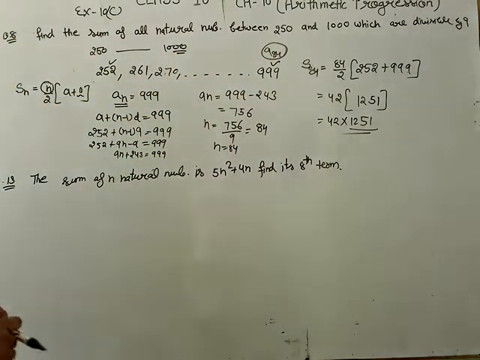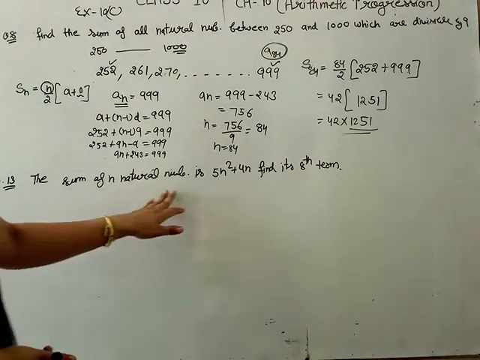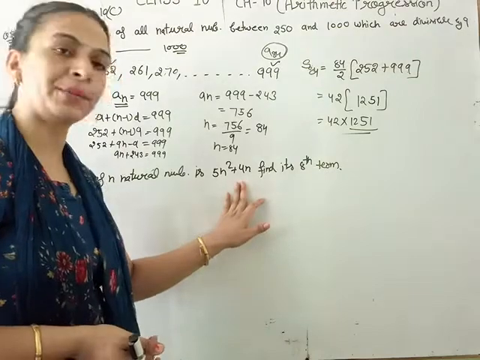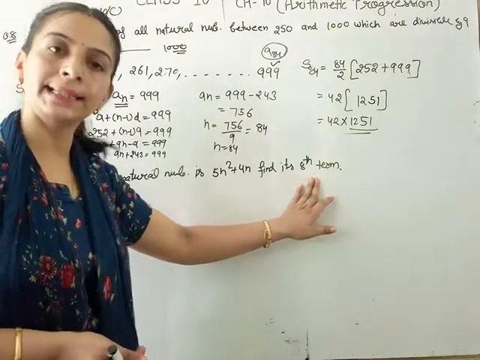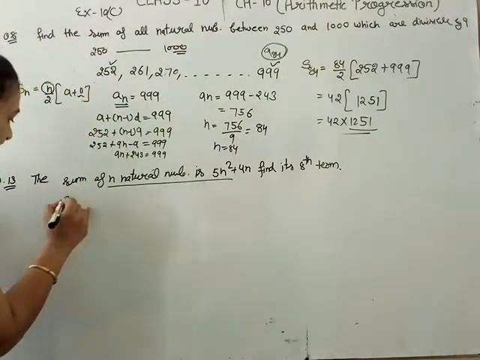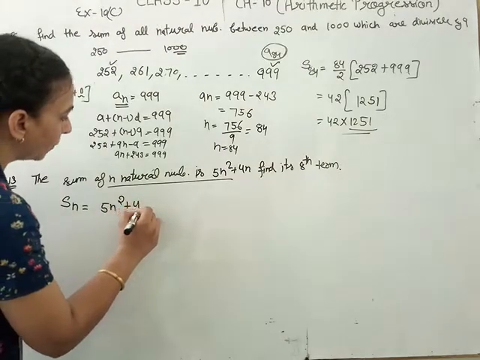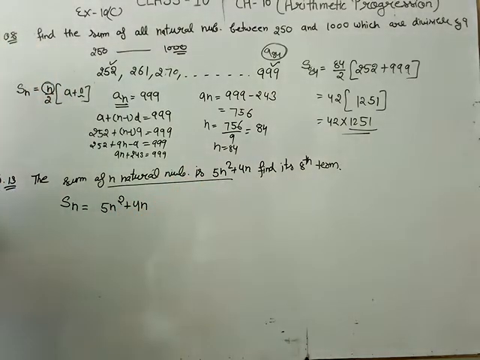Okay, next is question number 13. The sum of n natural numbers is 5n squared plus 4n. Find its eighth term. There is the sum of n natural numbers, that means Sn equals 5n squared plus 4n. Find its eighth term.